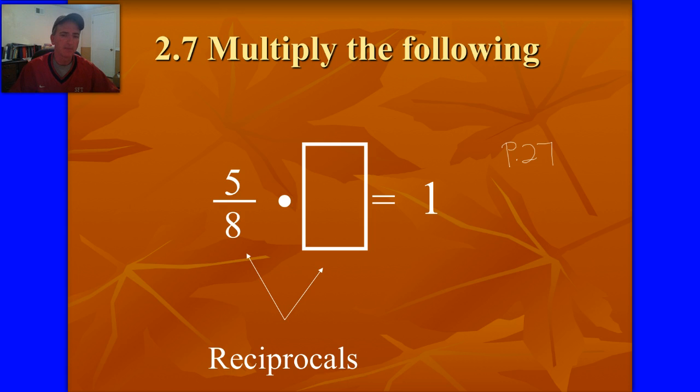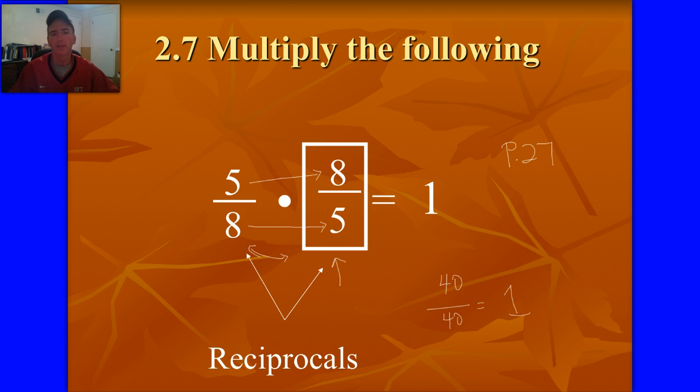5/8 times something equals 1. Okay, so we're trying to come up with this number that would multiply 5/8 times this and become 1. Those two numbers are reciprocals of each other. Okay, and it's a really easy trick. You take the number and you flip it. Because if you think about it, 5 times 8 is 40, and 8 times 5 is 40. 40 over 40 would equal 1.